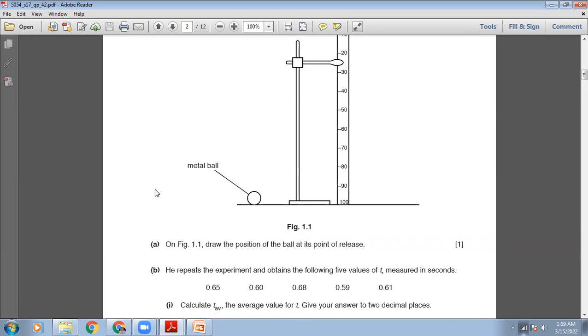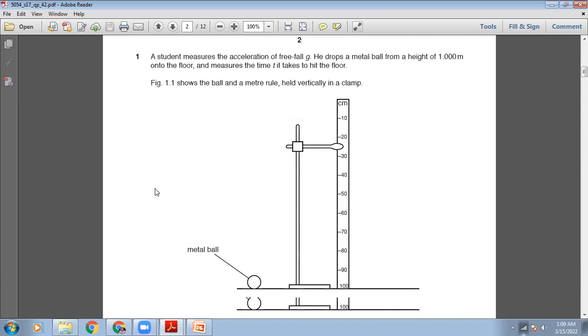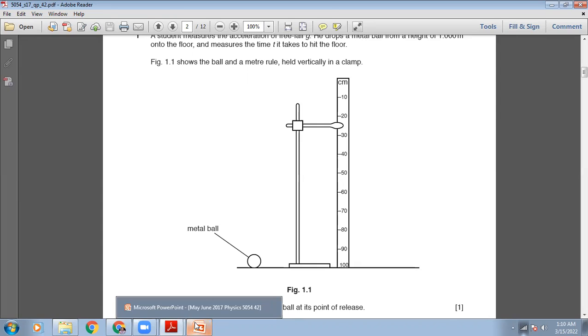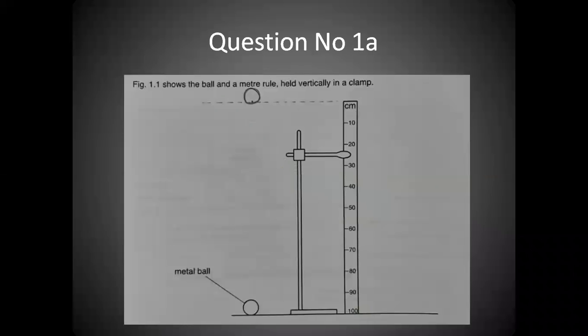On the figure 1.1, draw the position of the ball at its point of release. So we have to draw the ball here from where you release the ball. What you will do, you will draw a dotted horizontal line, and then draw a ball, and the bottom of the ball should be on that dotted line. So let me show you. You can see on your screen that I have drawn that ball at the height of 1 meter from the ground. Here, this is the ball. So this is what they were asking.